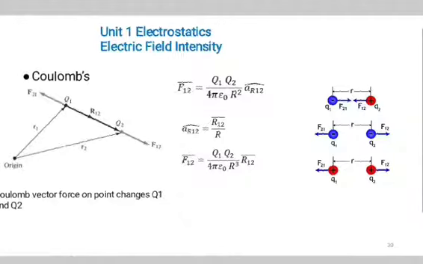By Coulomb's law, in between two positive charges, there is a force of repulsion. So the vector force which is applied by the charge Q1 on Q2 is 1 by 4 pi epsilon 0 Q1 Q2 by r12 square, and a cap r12.